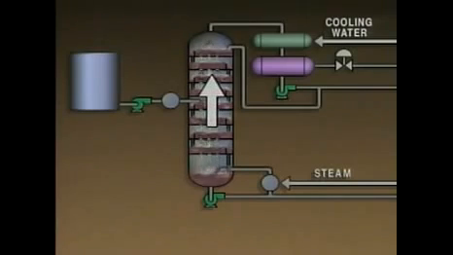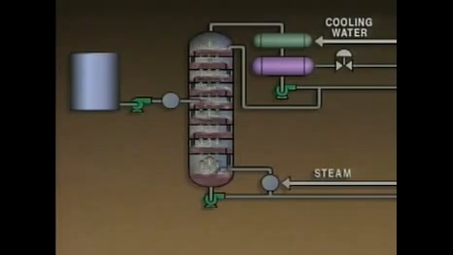Generally, if the rate at which the vapors move up the tower decreases, the differential pressure will also decrease. And if the rate at which the vapors move up the tower increases, the differential pressure will increase. Changes in the differential pressure may indicate that a problem exists.